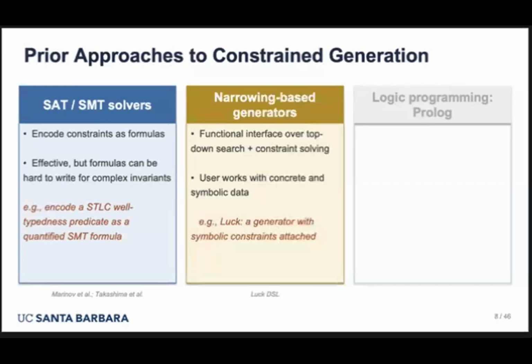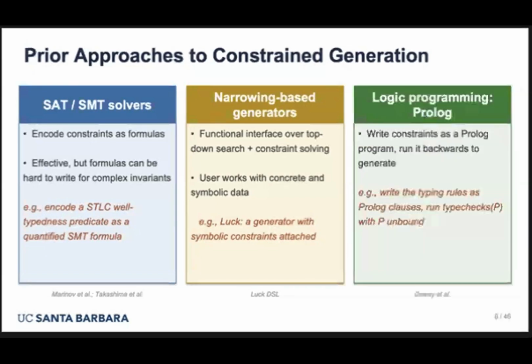Another approach is something I'm calling narrowing-based generators. If you've ever heard of Luck before, that's what it does. It's basically where you write your generator in a functional language, and then the runtime uses lazy symbolic evaluation to weave in the constraint solving as the generator runs. While this is really powerful, the user has to think both in terms of concrete and symbolic data, which makes it a little bit difficult to work with.